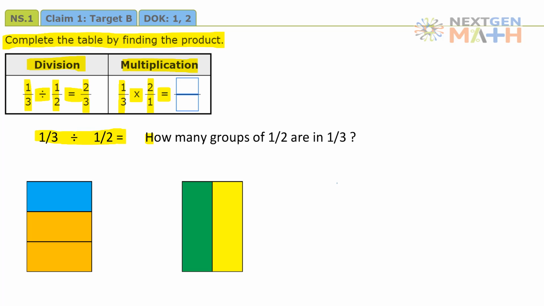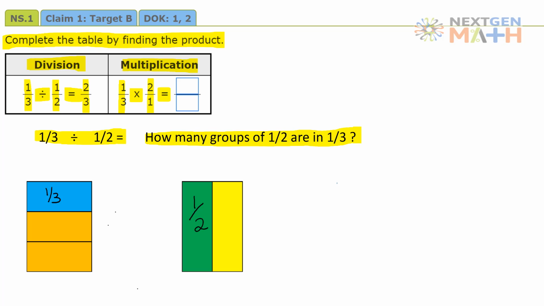What this really means is this. It means how many groups of 1/2 are in 1/3. In this first shape, we know that this blue represents 1/3 of this shape. And over here, this green represents 1/2 of that rectangle. We can see that 1/2 is bigger than 1/3, so it's not going to fit.